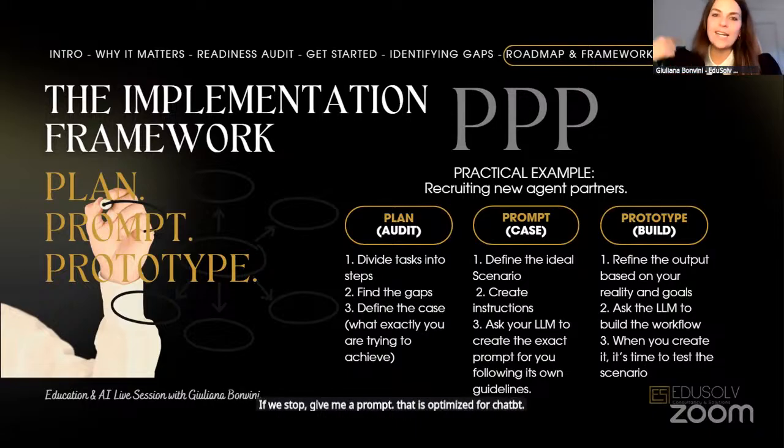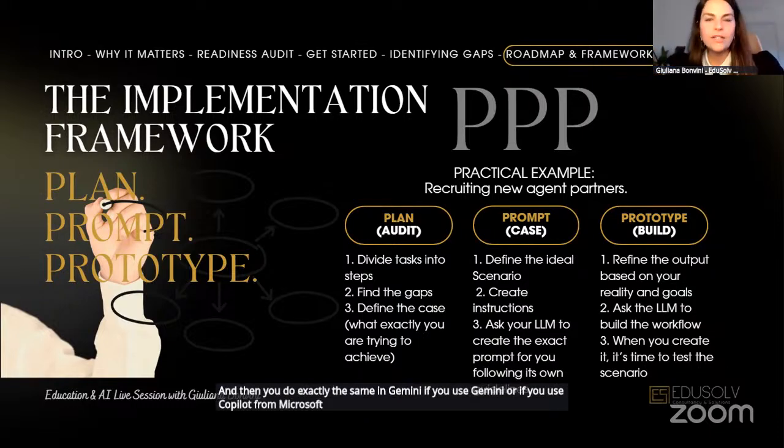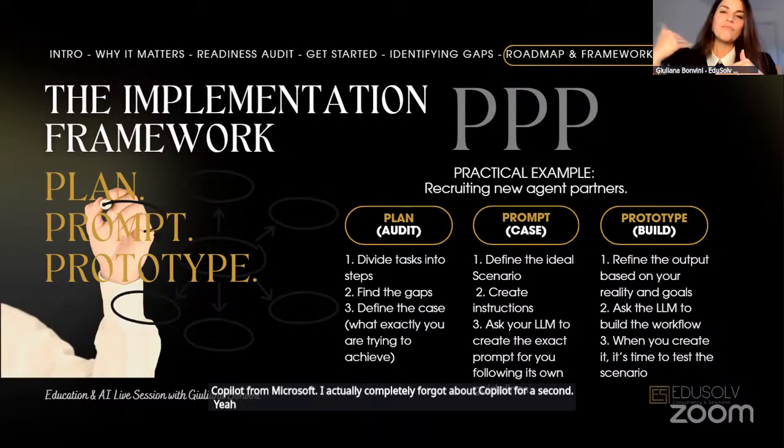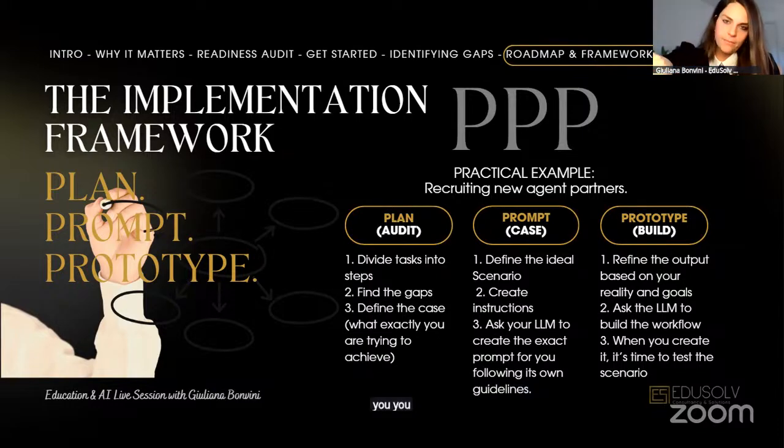And then you do exactly the same in Gemini if you use Gemini. Or if you use Copilot from Microsoft. I actually completely forgot about Copilot for a second. So if you use Copilot, the same. Give me the prompt optimized for Copilot. And then it's going to give you the prompt. You feed it back into the LLM. And then when it gives you the output, that's when you move to the next step.